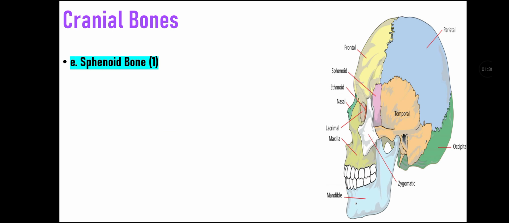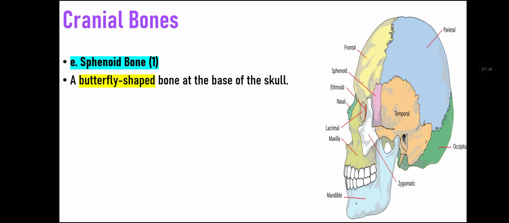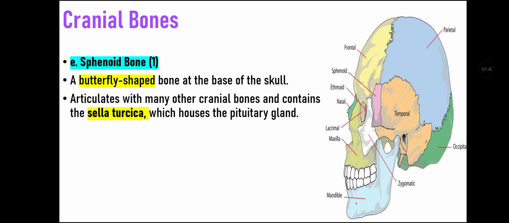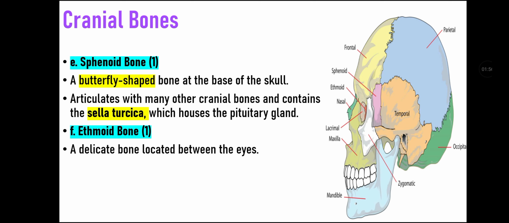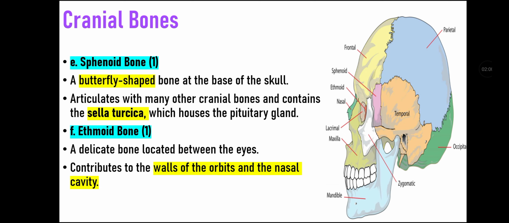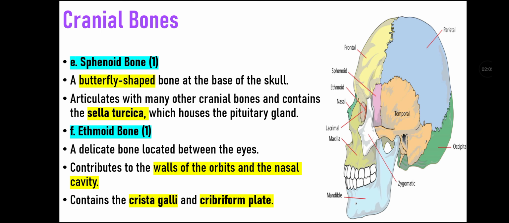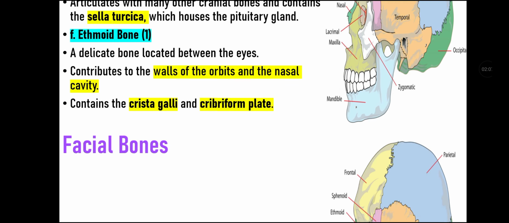The next cranial bone we have is the sphenoid bone, that is a butterfly shaped bone at the base of the skull. It articulates with many other cranial bones and contains the sella turcica, which houses the pituitary gland. Here in the diagram you can see the pink colored bone is the sphenoid bone. The next bone is the ethmoid bone. You can see the red color bone in the diagram is the ethmoid bone. It is an unpaired bone. It is a delicate bone located between the eyes. It contributes to the walls of the orbits and nasal cavity. It contains the crista galli and cribriform plate.